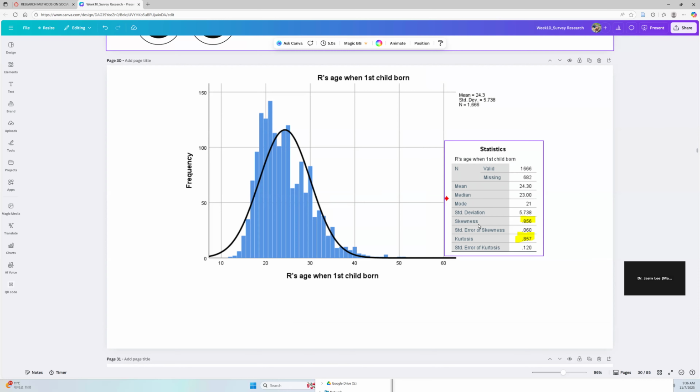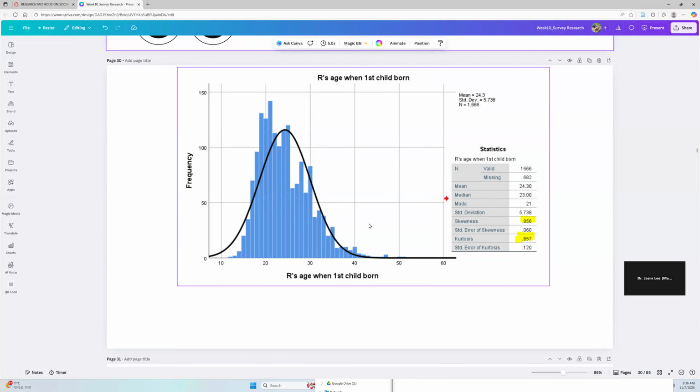Okay. And skewness is a positive number. We can say it's positively skewed. And kurtosis is a positive number. So it may be steeper than the normal distribution.